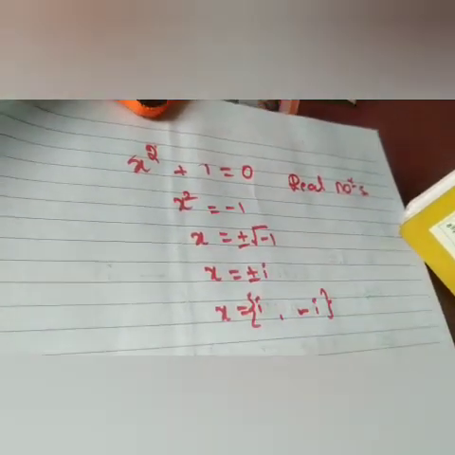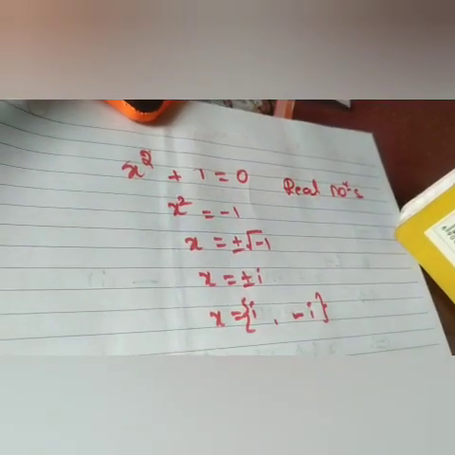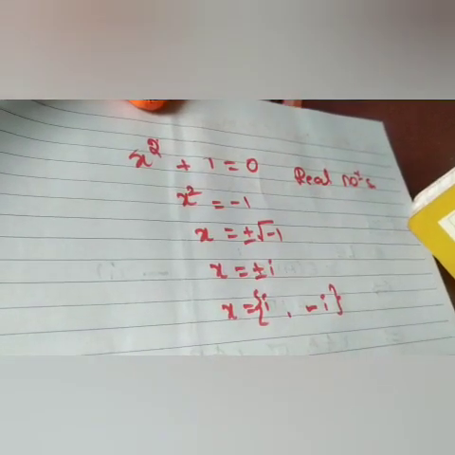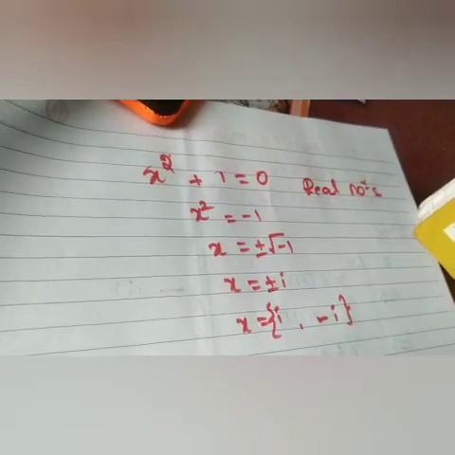Therefore, in this example, the real values of x square plus 1 equal to 0 is empty. This is the best example for the empty set.